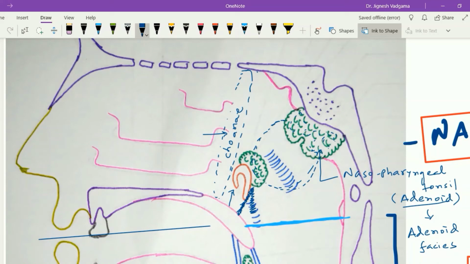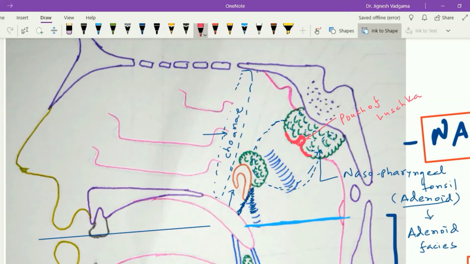Now within this nasopharyngeal tonsil, one mucus diverticulum is present, and this is called the pharyngeal bursa. The other name of this pharyngeal bursa is the pouch of Luschka. This pharyngeal bursa is lined with numerous mucus glands, and sometimes the mouth of this diverticulum gets closed with a mucus plug, and at that time a cystic swelling is present within the nasopharyngeal tonsil.